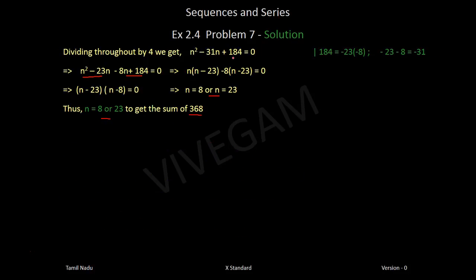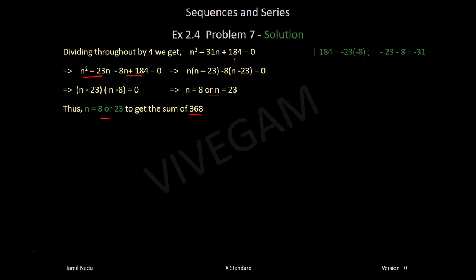Now you might be asking, how did you find that 23 into 8 is equal to 184? The best way is to start from a smaller number. 2 into 92 is 184, right? So 92 plus 2 or 92 minus 2 does not get you 31. So you have to move to bigger numbers. 4 goes 46 times. So 46 plus 4, no, it doesn't work.